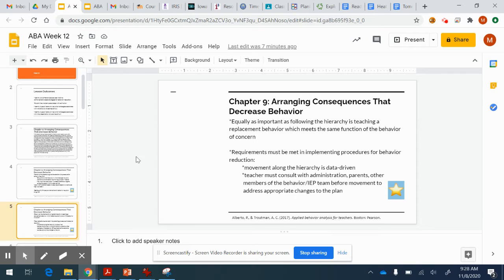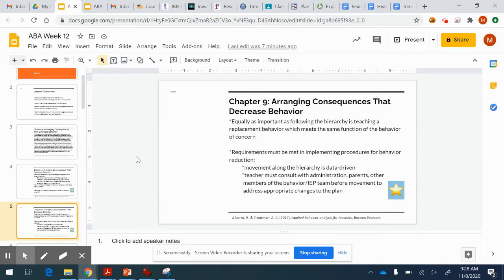So there are some requirements that must be met in implementing procedures for behavior reduction. We always want to make sure that as we're moving along the hierarchy or changing the different consequences or reinforcers, the information that we're using to drive those decisions is data-based and data-driven. We don't just wake up one day and say, hey, I think I'm going to change this kid's plan. We're using data to help drive those decisions.